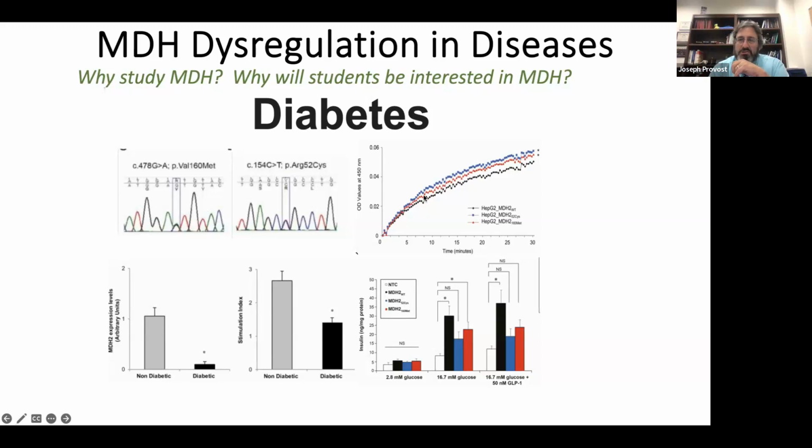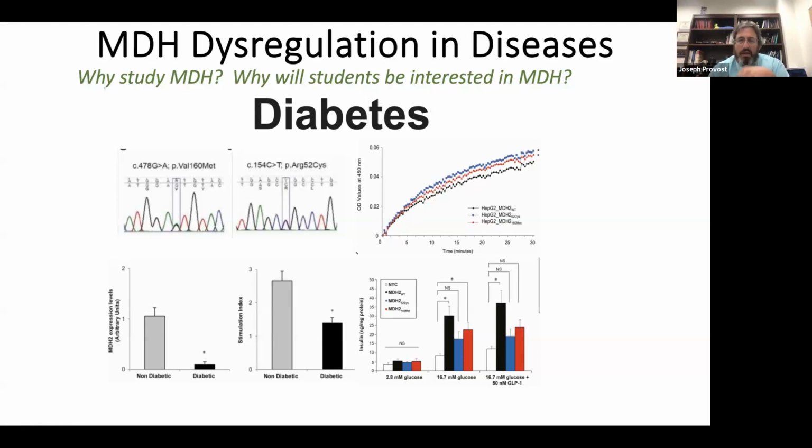If you just look at general activity, this is basically an MDH assay where they're looking at HepG2 cells that are expressing the wild type MDH in blue, and then the two other mutations that they found in patients were expressed here. These aren't huge changes, valine to a methionine and arginine to a cysteine, but you see a decrease in some of the activity. They did not convert that into detailed kinetic work. So there's lots of things to be done here.